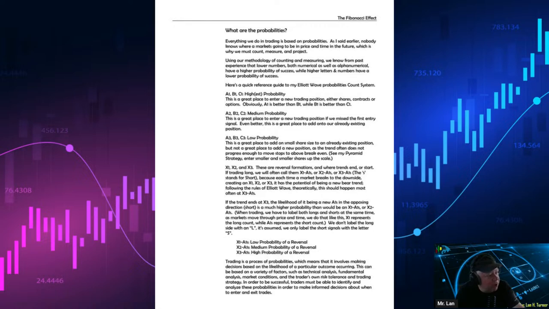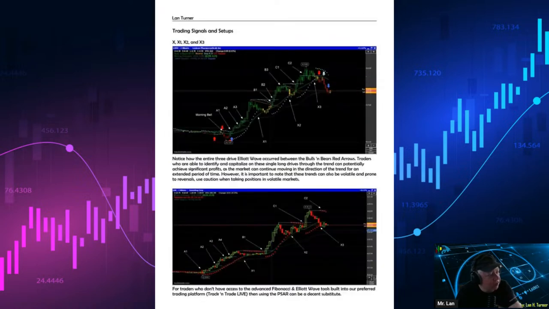What's the probability of an A1, B1, C1? What's the probability of an A2, B2, C2? Medium probability, A3, A4, low probability. So X1, X2, X3, high probability, low probability, medium probability. It's all in there. It's all in the book.